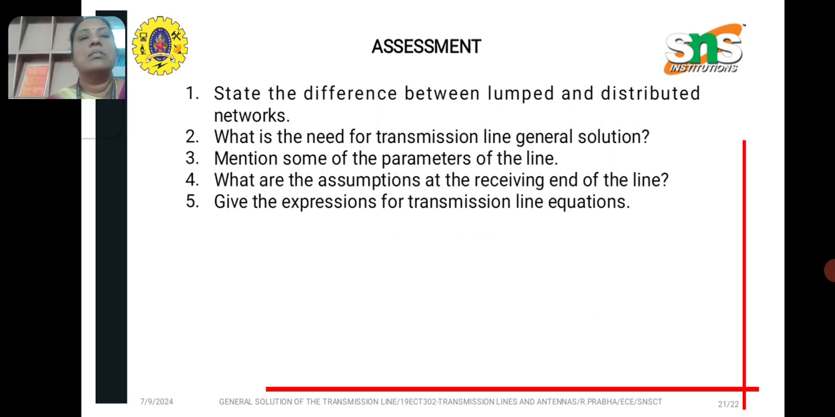Assessment questions. In these questions, we know the lumped and distributed networks, the need of a general solution for identifying the behavior, and the parameters of the transmission line, we know RLGC, and the assumptions at the receiving end, we know that S equal to 0, I is equal to IR, E is equal to ER, and we have the two forms of transmission line general equations for the fifth assessment questions.